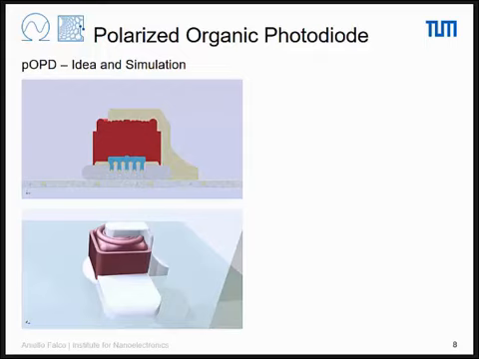And in the end, we have a complete photodiode, which is able to have the bottom electrode, which at the same time is an electrode and a polarizer, simplifying a lot the structure.